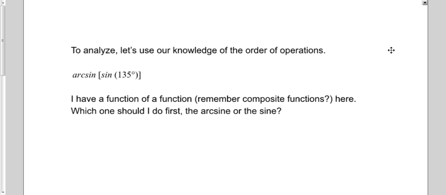So just so you guys know, Henry said that the range of arc sine is negative pi halves to positive pi halves. And that's in radians, right? What is that in degrees? Negative 90 degrees is the bottom, positive 90 is the top. Okay? So my question is, am I going to get 135 back? No, it's not in my range, right?